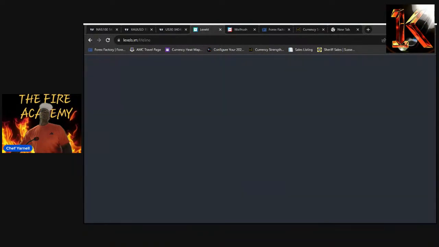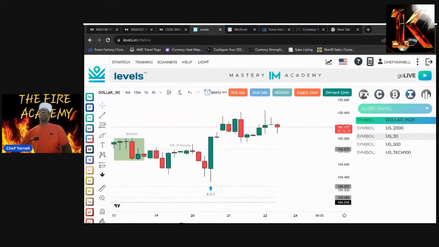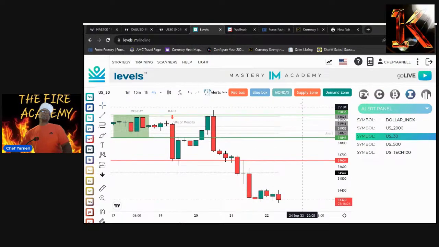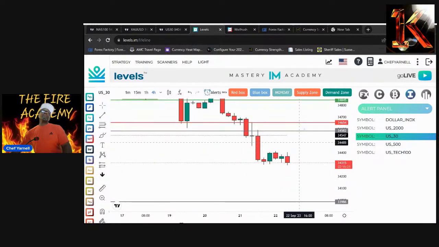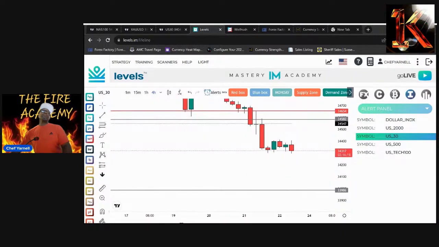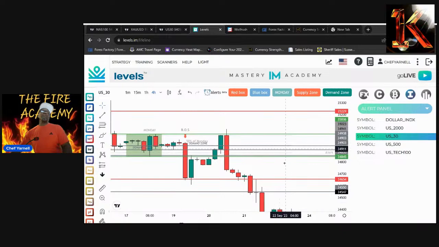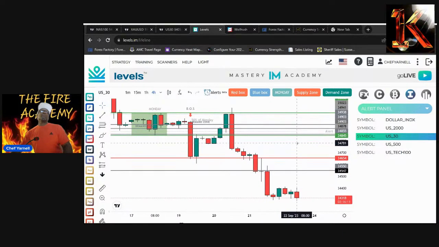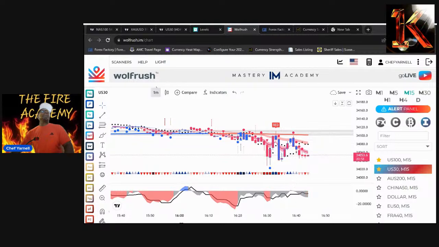If I were to show you Levels and go to demand on indices, let's go to US 30. All right. If I were to show you supply zone, see that right there, and down here. If I were to show you demand zone, there's here and up here. So Levels already gives you supply and demand also. I mean, what else you want? You got the Monday box, you got supply and demand. What else you want? Then you go over to Wolf Rush. Wolf Rush is telling you direction to travel.